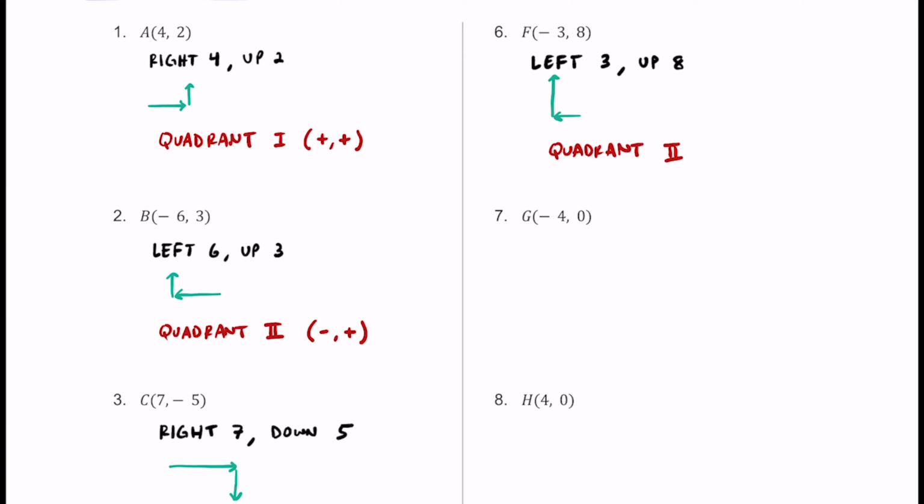And remember, everything in quadrant 2 has to be negative for the x and then positive for the y, and that checks out here as well.